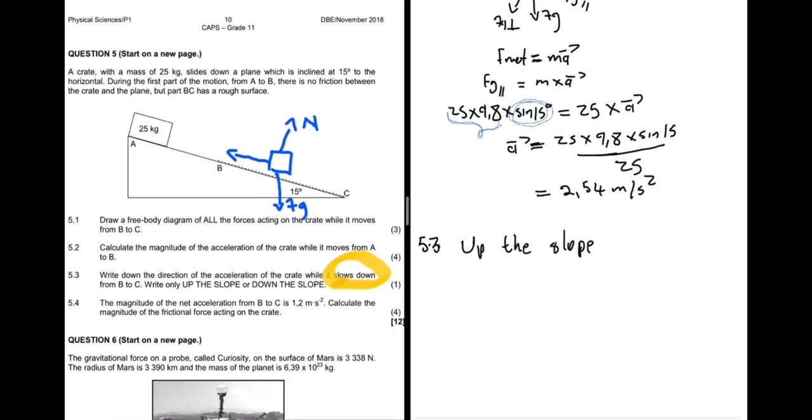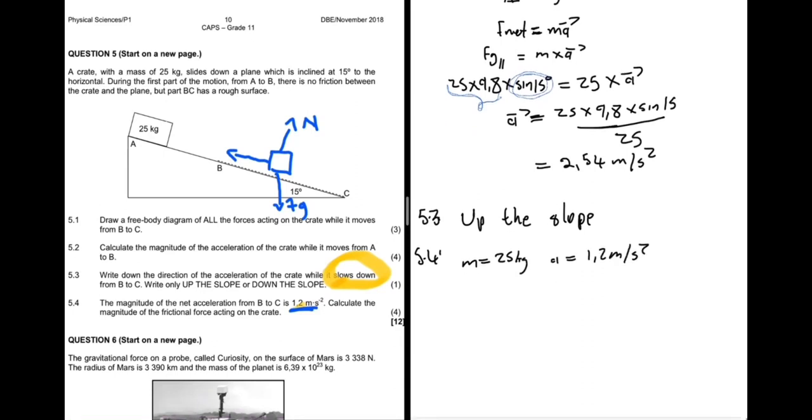And then for 5.4, it says the magnitude of the net acceleration from B to C is 1.2 meters per second squared. And then it says calculate the magnitude of the frictional force acting on the crate. So again, we know that the mass of the object is 25 kg and that the acceleration is 1.2 meters per second squared. That's what they're telling us. And now we're supposed to calculate the magnitude of the frictional force acting on the crate.